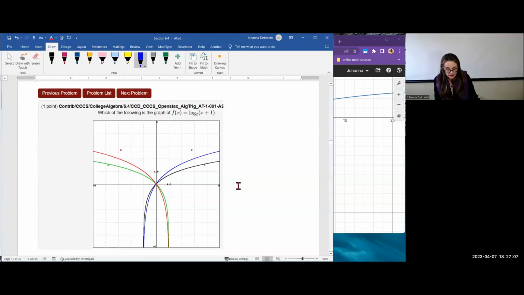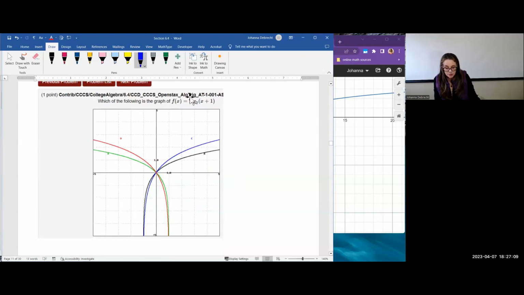let's take a look at the next problem. So in this one, we're asked to determine which one is the graph of log base 2 of x plus 1. The base is 2, which is greater than 1, so it's got to be growing. Now, it could be reflected, right? But it's got to be growing, all right? So it's got to be coming up. In other words, it can't be one of the ones that comes down like this. This is a no, right? So it's not one of those.